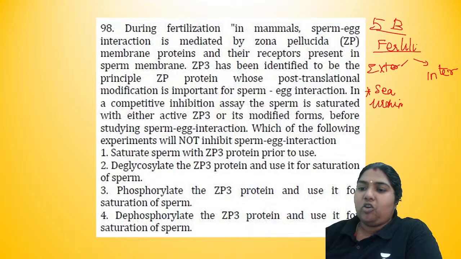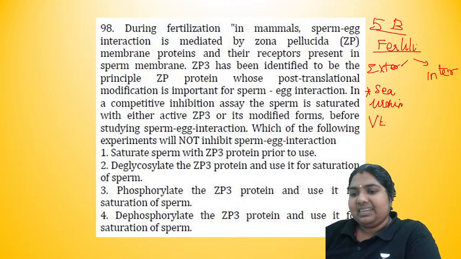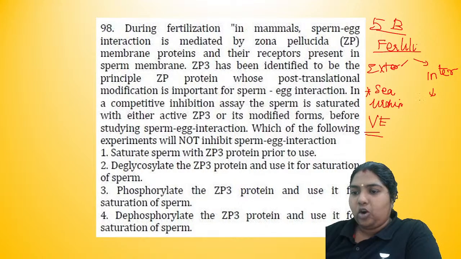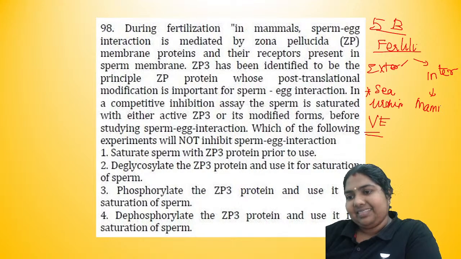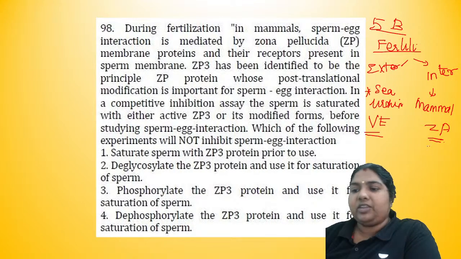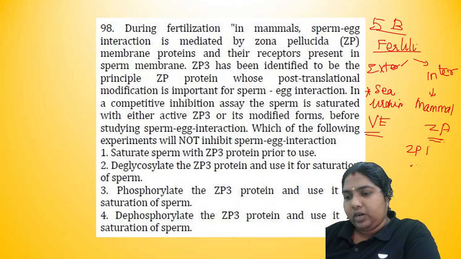Yes, it is going to be the sea urchin. Vitelline envelope is with the invertebrate, so it is going to be the sea urchin. So mammals, what do you use? We have the Zona Pellucida. Under the Zona Pellucida, you have Zona Pellucida 1, Zona Pellucida 2, Zona Pellucida 3.